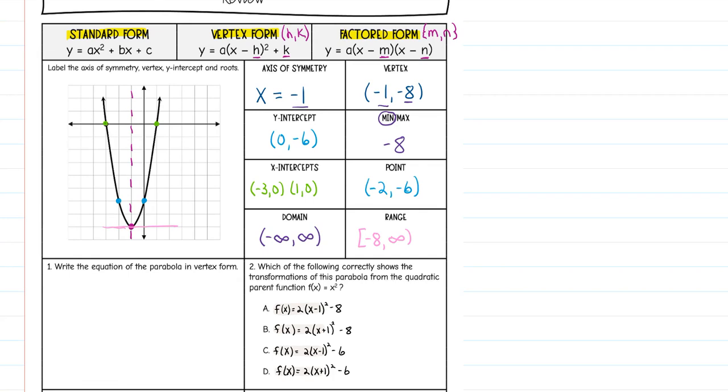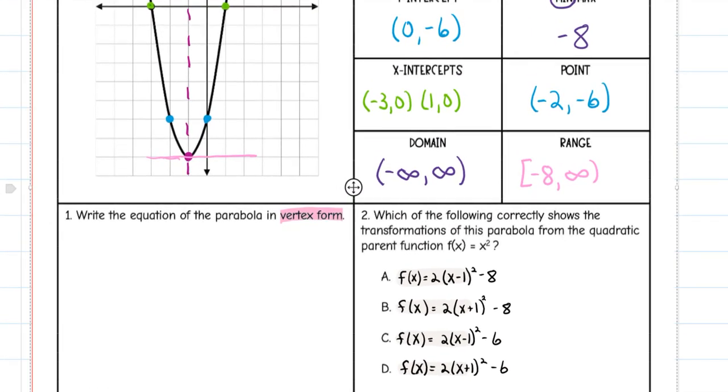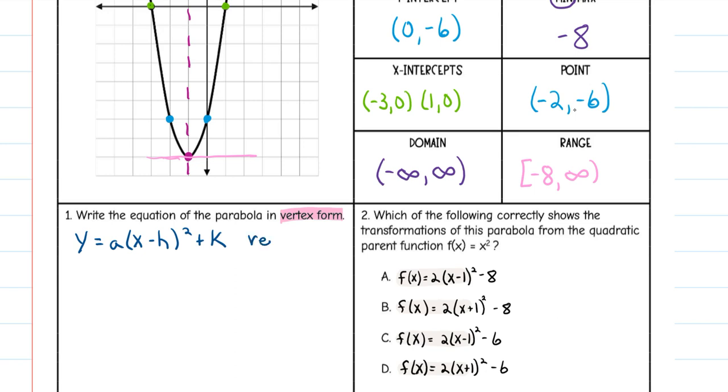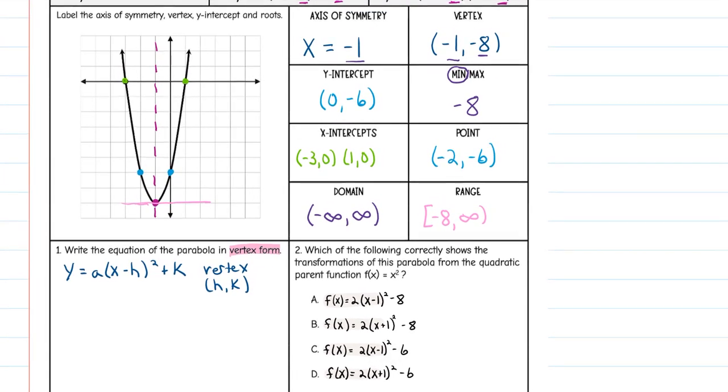So the first one we're going to write is number 1, which is the equation of the parabola in vertex form. So again, a reminder is that vertex form is when we have y equals a times the quantity of x minus h, quantity squared, plus k, where our vertex is the ordered pair (h, k). Well, we know from what we've already looked at that our vertex is the ordered pair (-1, -8).